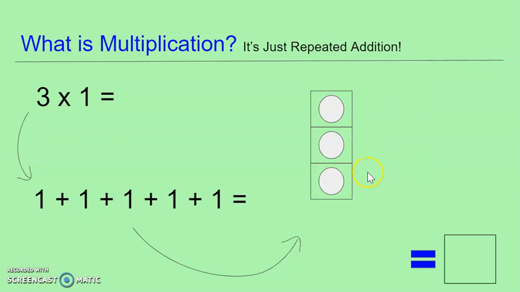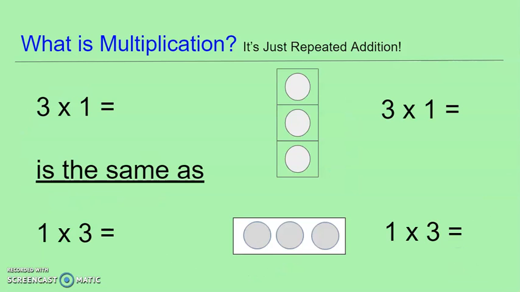All right, so this one, 3 times 1, or 3 groups of 1. We have 3 groups of 1, which is also displayed as these 3 groups of a single dot, right? So we have 3 groups, and each group only has one dot in it. So 3 times 1 is 3.